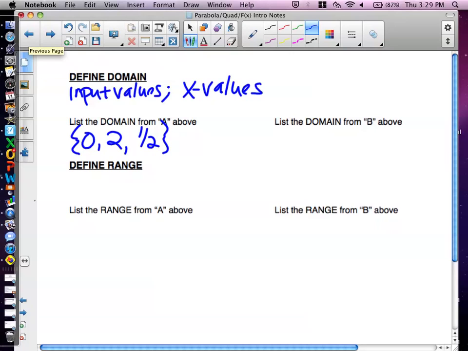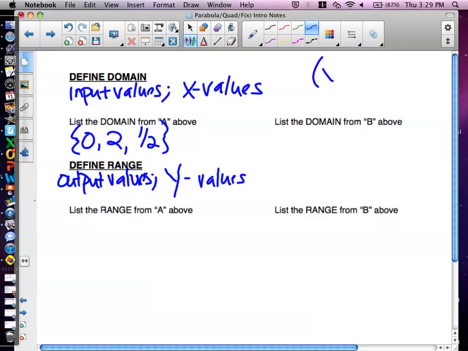The range for Algebra 1 would be your output values, or to keep it simple, just your y values. So from the ordered pair x, y, the domain comes from x and the range comes from y. So to list the range set associated with function A, you would just simply list the outcomes or all of the y values.